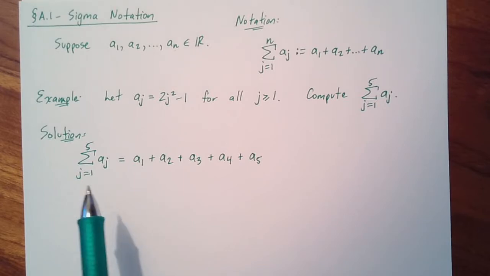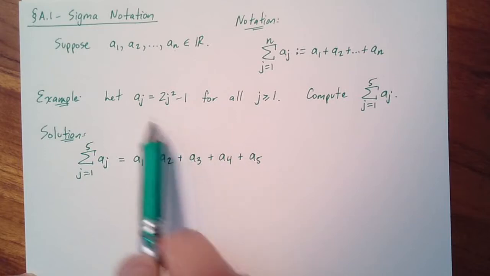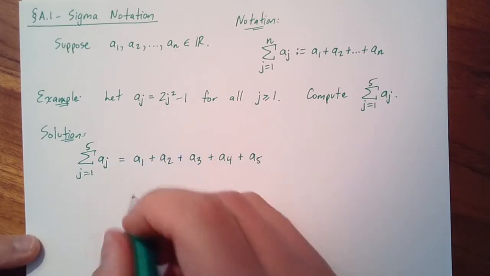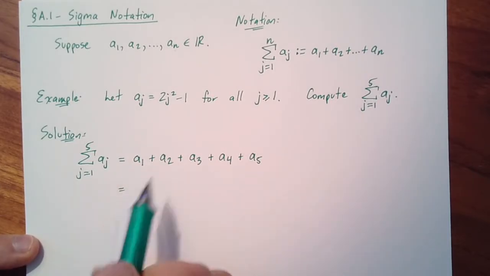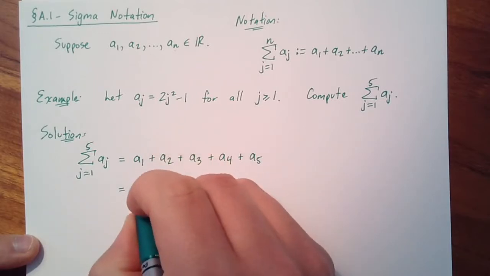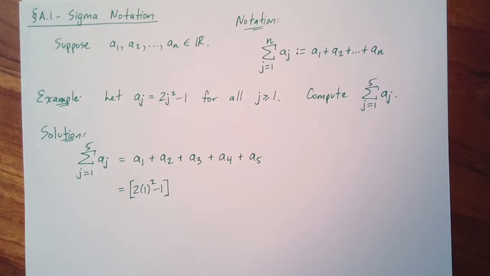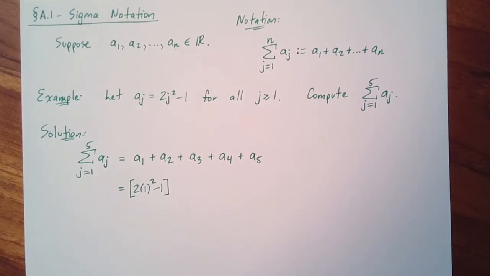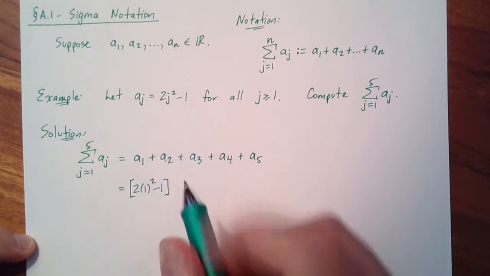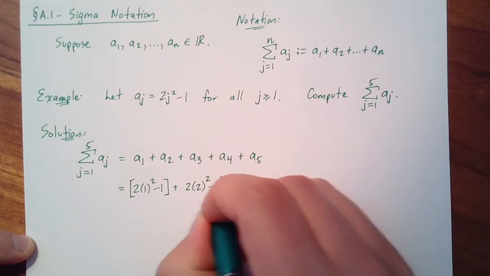Okay, great. Well, now we can go a little bit further, because each of these 5 values are defined in terms of this formula. So let's use this formula to actually work out what these are going to be. On the next step, a1 is going to be 2 times 1 squared minus 1. I'll just put square brackets around that to indicate that that's all one term. It's just easier to read that way. Now a2, well, plug in 2 for j. You're going to get 2 times 2 squared minus 1.